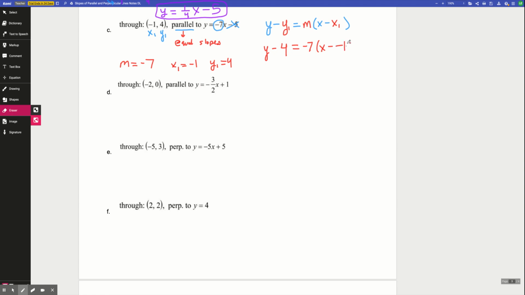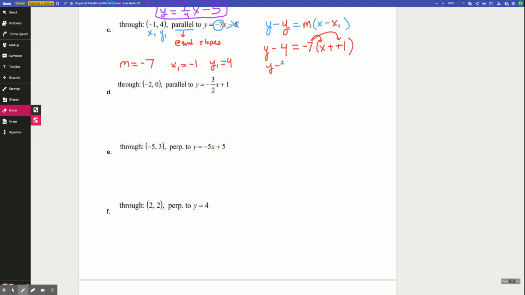is negative 1. Okay, so just like when we did distance formula, you always want to start with x minus something, and then if you have two negative signs right next to each other, you can then change them to plus signs, okay? When you're doing these types of problems, you really have two steps that you have to follow, okay? So step 1 is distributive property. Step 2 is get y by itself, okay?